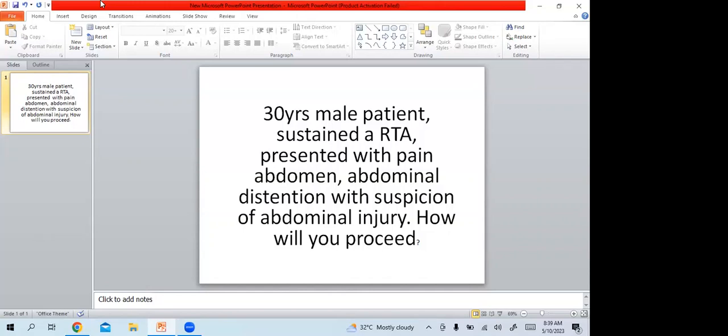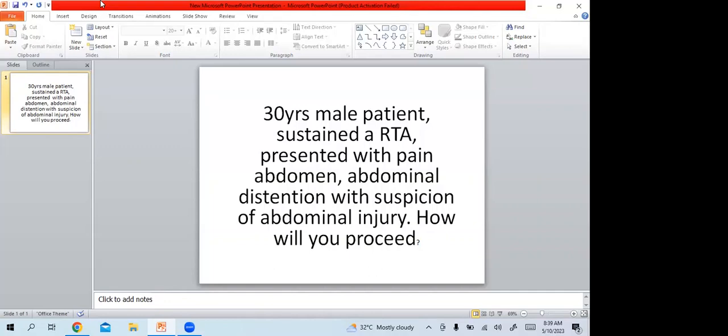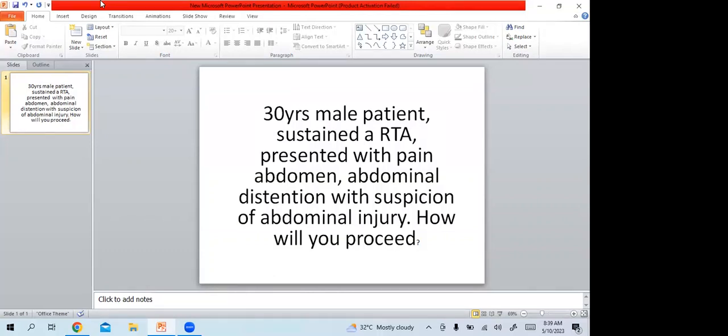So what do you want to do? Suppose in a patient you have opened up the abdomen and you find a liver injury. What are you expected to do? There are other injuries, and you find liver injuries. A few words on operative management of liver injuries. After opening the abdomen, when we find the liver injury, we will do perihepatic packing along with resuscitation.